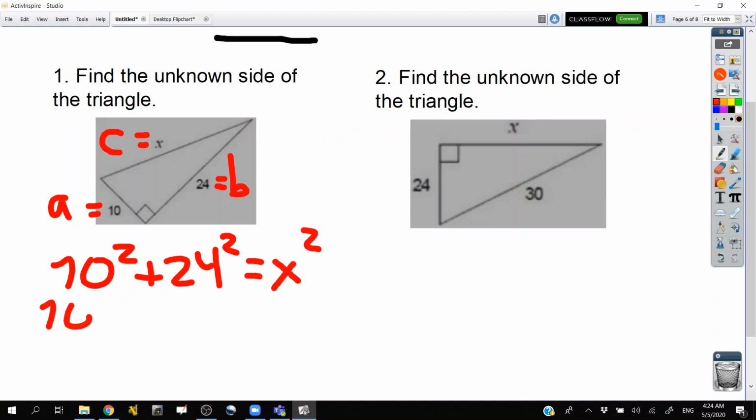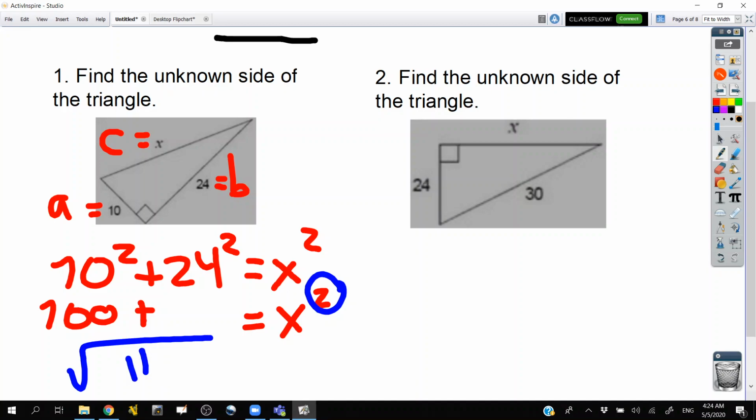10 squared is 100 plus 24 squared. I should have had that done. 24 squared is 576. Whatever the number is, in the end you just have to know that here we do still have a squared going on. So you'll have to square root whatever number you get over here. And then the square root of that number will be equal to that hypotenuse.